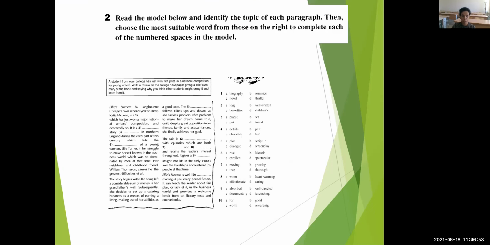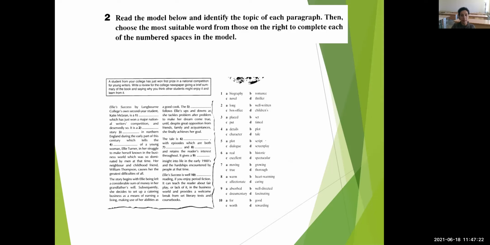The next one, we have got several exercises. So let's read the model and identify the topic of each paragraph. What do I mean by identifying each paragraph? I have here several examples. You have to identify: is it a film review? Is it a book review? Is it a story? Then you have to choose the most suitable word from those on the right to complete each of the numbered spaces in the model. So let's start.